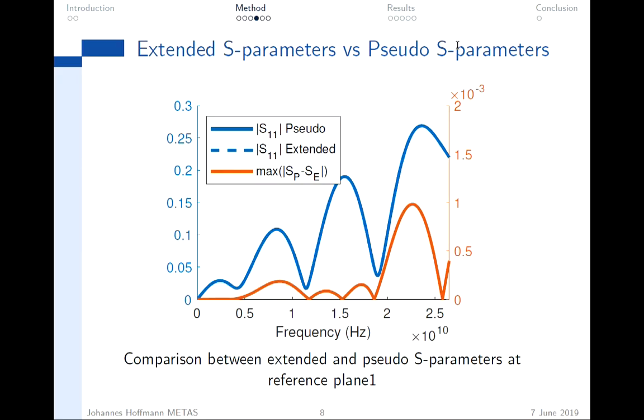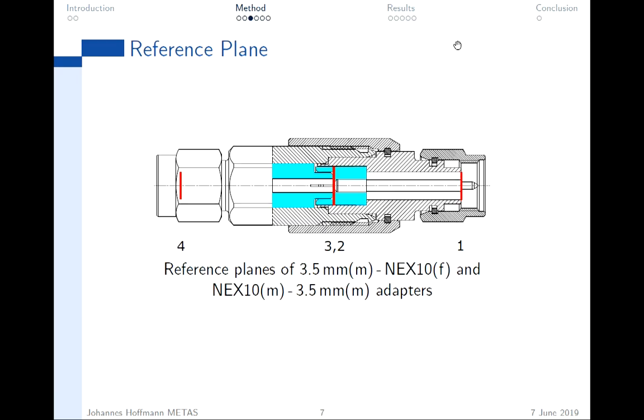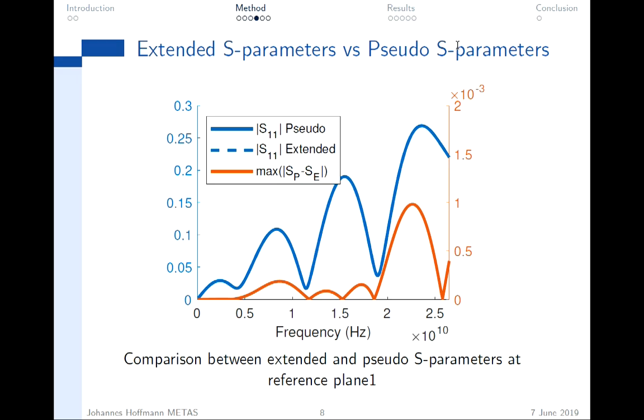So here you see a first trial to get confidence with these extended S parameters. In full line you see the S11. So we go back to see what this is. This is on this reference plane, with pseudo S parameters and with extended S parameters, and they completely overlap each other. And here you see the difference between these two, between pseudo and extended, and you see that it's a very small difference. And it has to be said, this result was taken with COMSOL Multiphysics, so there is as well some numerical error involved here.